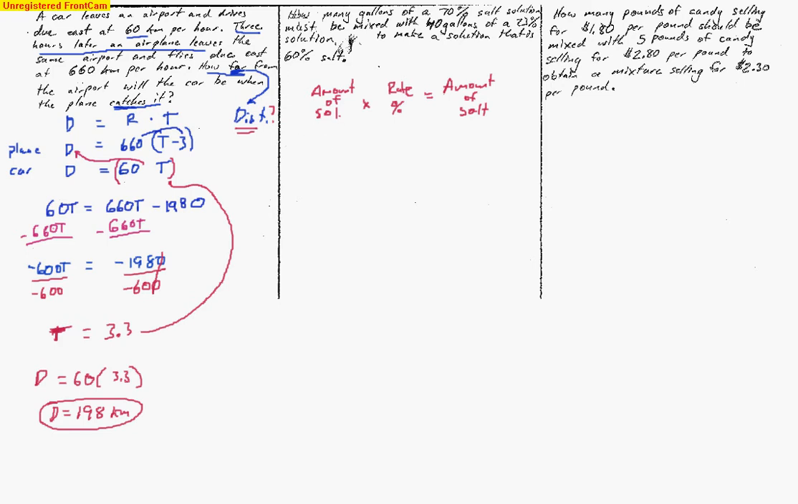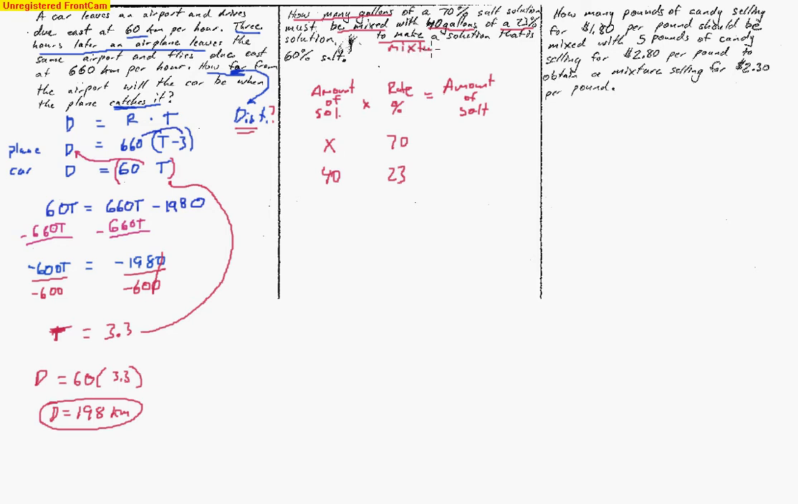As we read it, it says how many gallons, right there. How many gallons? We don't know, so that's going to be X. How many gallons of a 70% solution must be mixed with? Again, we know that was the part because it says it must be mixed with. So we know we're going to mix this 70% with 40 gallons of a 23%. And then it says to make. So right there, that tells us now we're dealing with the mixture.